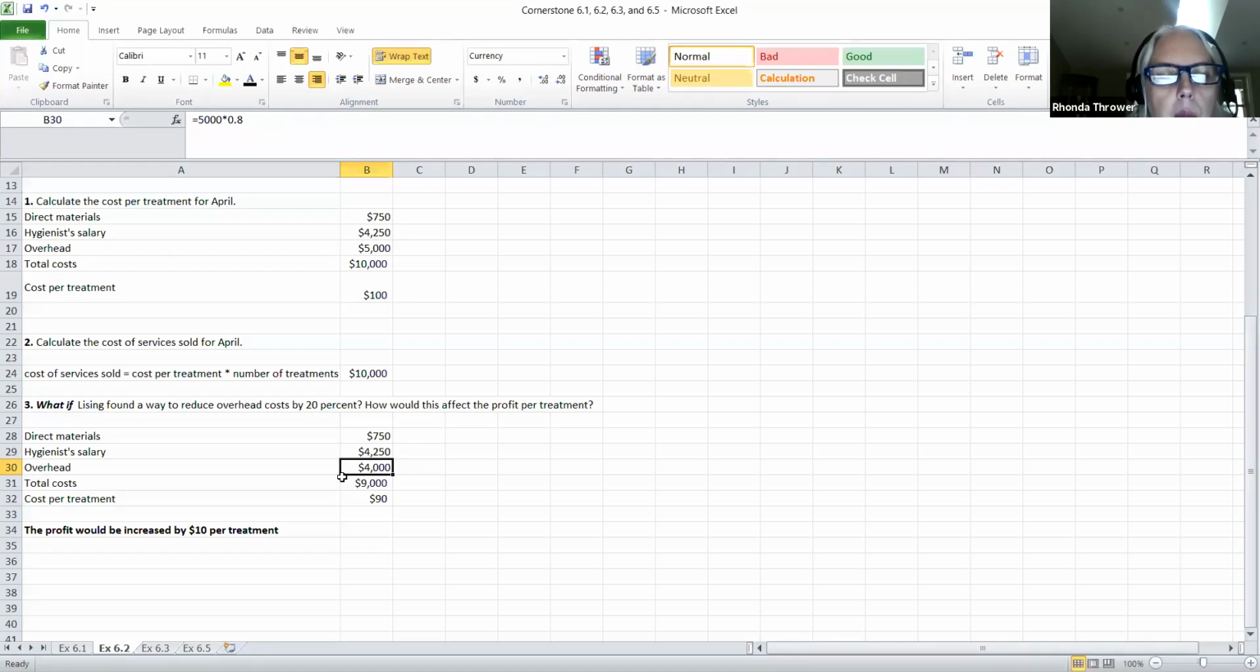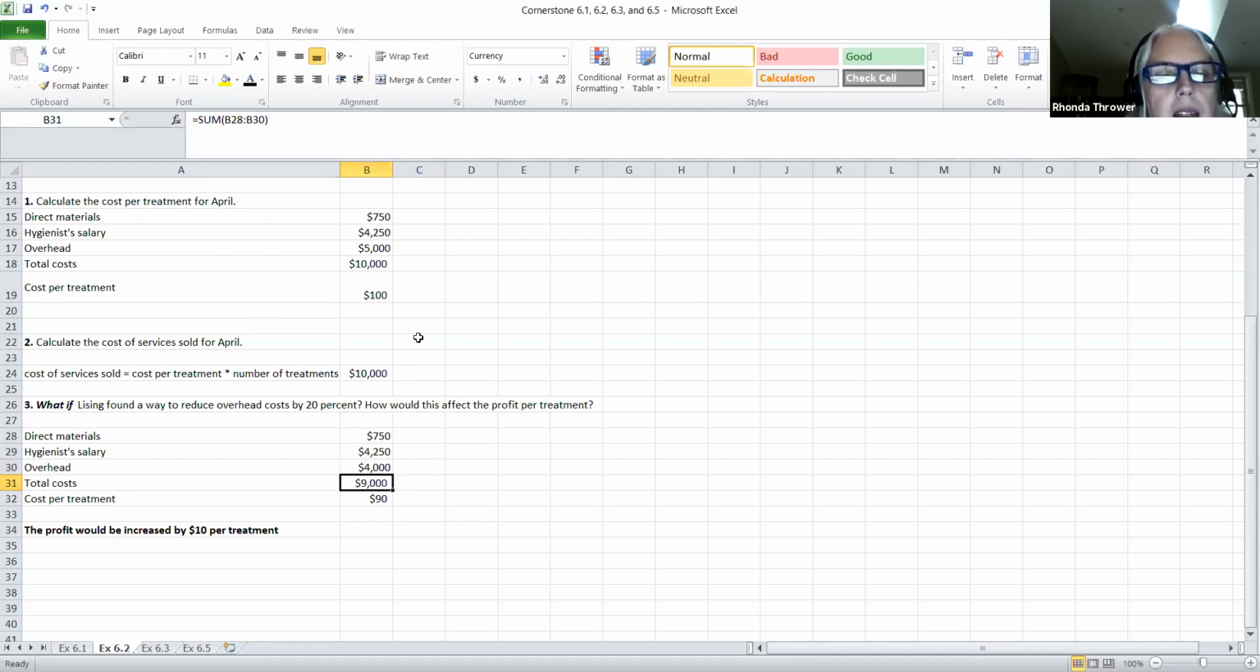So 5,000 times 80% will give you 4,000. That's the cost of the overhead if they could reduce the overhead cost by 20%. When you combine all of your costs together here, the 750, 4,250, and the 4,000 together, the total cost of the treatments are now 9,000.